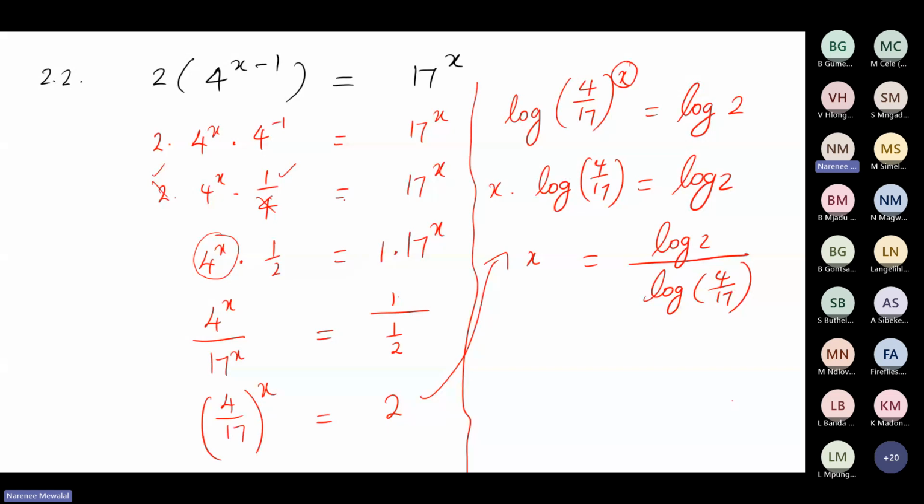And then at this point, you use your calculators. And I worked this out and I got an answer of minus 0.479. And I just wrote it correct to 3 decimal places. If you want to write it to 2 places, it would be minus 0.48.